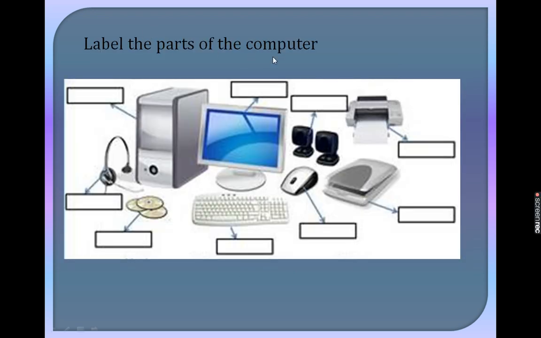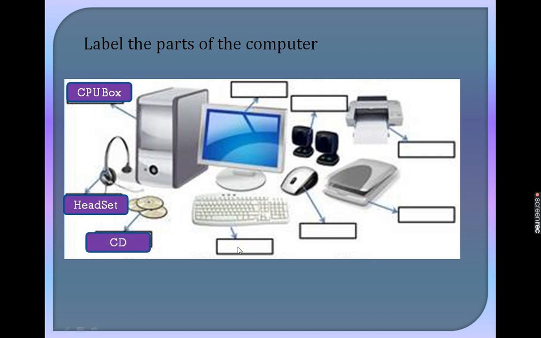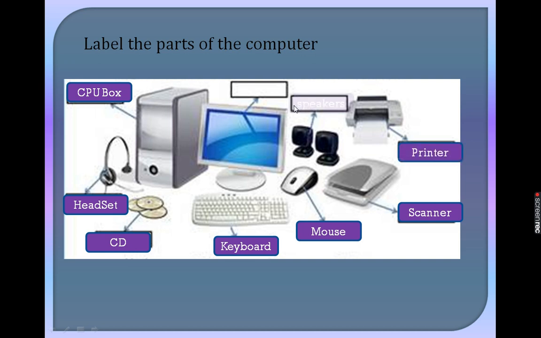Now, label the parts of a computer. What is this one? Good, CPU box. This one, headset. Here, CD. This one, keyboard, mouse, scanner, printer, speakers, monitor.